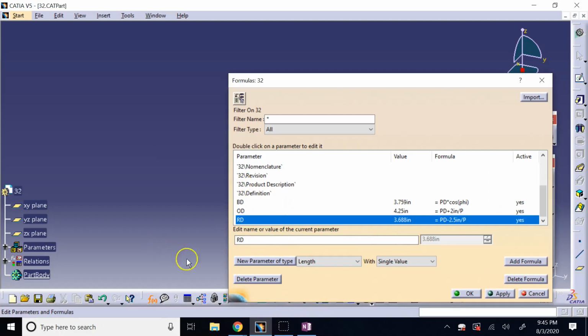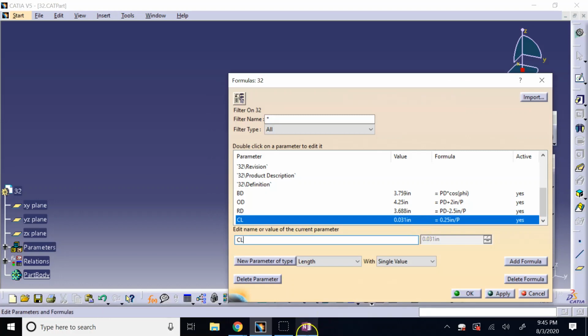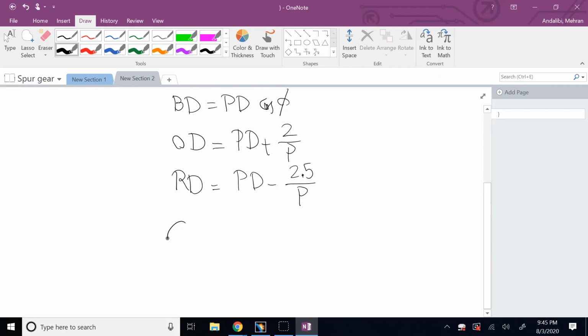The other thing we need is a parameter called clearance. Again, that is a real number. We call it CL, and clearance is 0.25 inches divided by P. So the 5th one is a parameter called clearance. My pen doesn't work for some reason. So clearance is 0.25 divided by P.